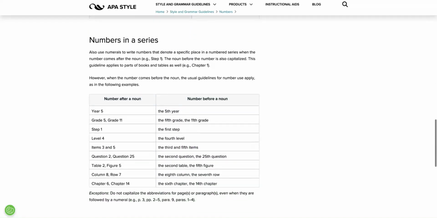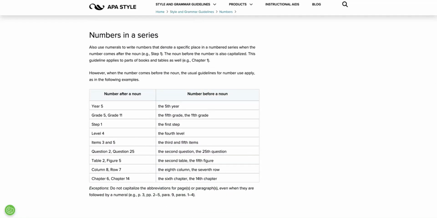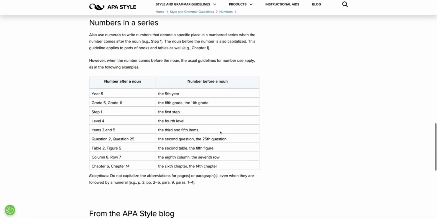We're dealing with numbers in a series. Again, we talked about even if you transition into or from single to double digits in the series, you would revert back to your traditional convention: whether it be below 10 or single digit would be the word, and if it's double digit, 10 or above, you would go with the numeral. So here, the fifth grade, fifth would be spelled out, and 11th would transition back to the numeral.